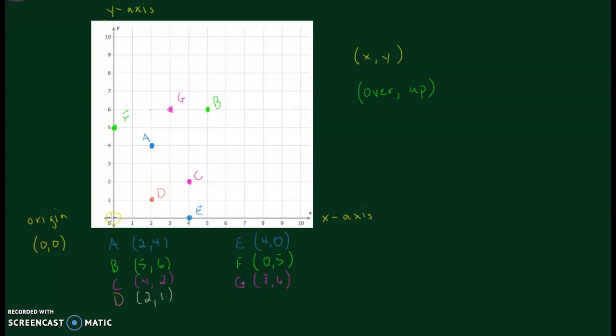So whenever we're doing our coordinates, we're always going to start from the origin. For the coordinate plane that we're having, we go over first, so we travel along the x-axis first, and then we travel away from the x-axis vertically to get to the y portion.